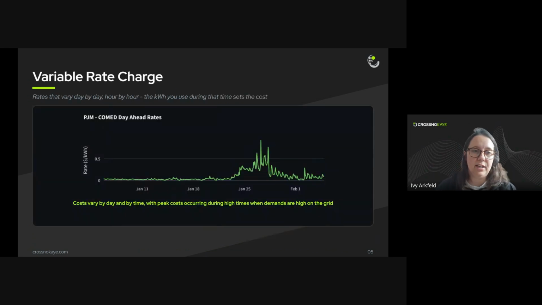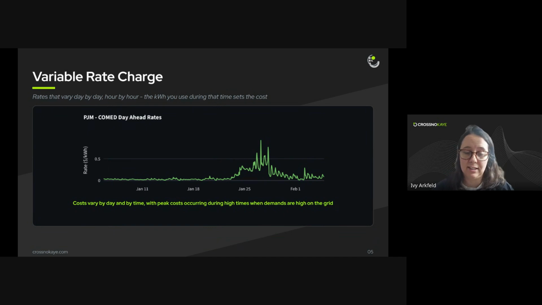All right, so a variable rate charge is different. Instead of having those blocked out time periods of the day, one thing that you're going to see is that the rates are going to vary day by day, hour by hour, and the kilowatt that you use during that time sets the cost. So literally, that time period when you used it, there is a cost associated with it. So if I use 100 kilowatt hours over the 4 to 5 p.m. period, it's going to be charged based off of the rate that occurred during that time period. So as you can see, that's a little more complicated.